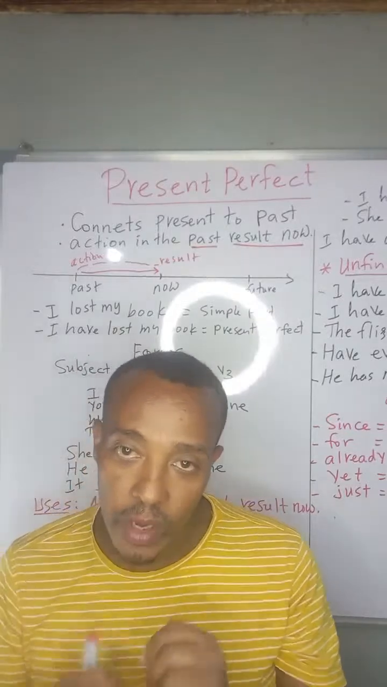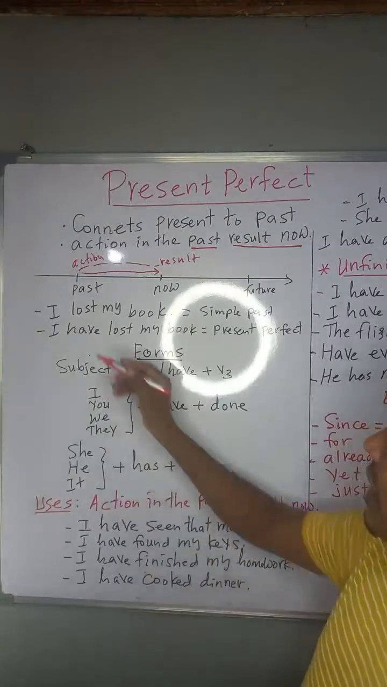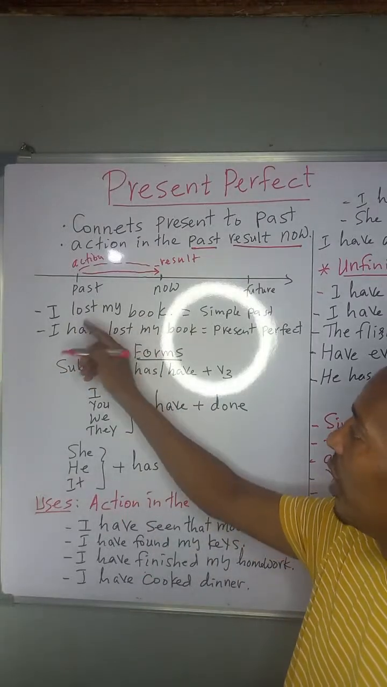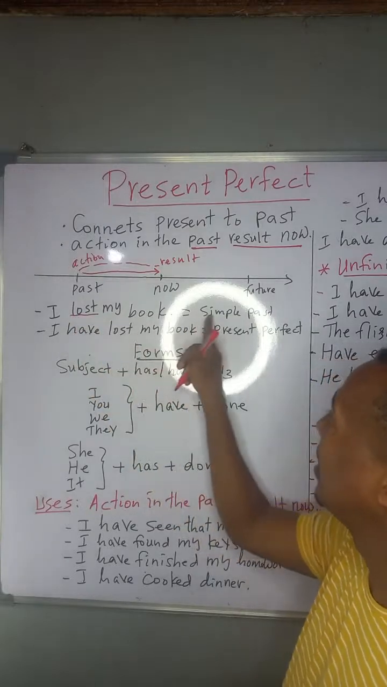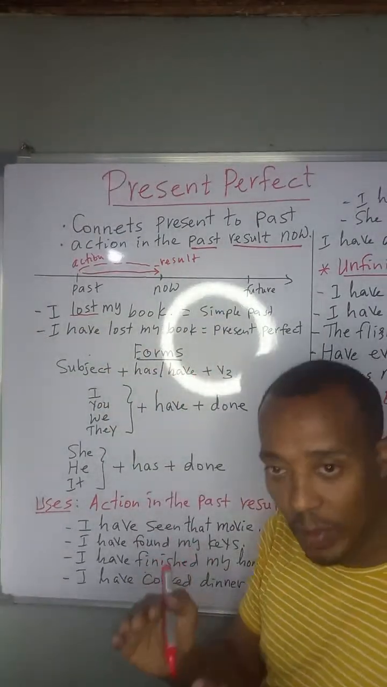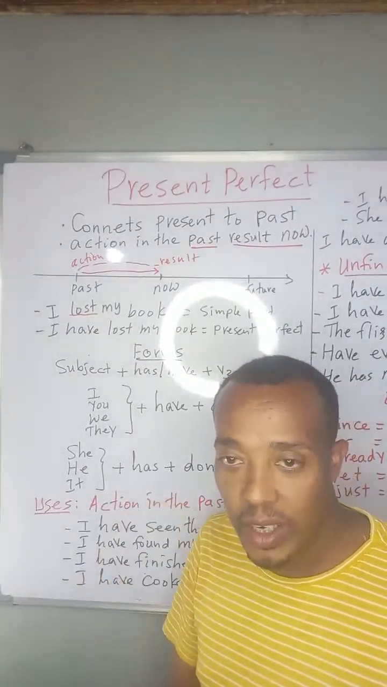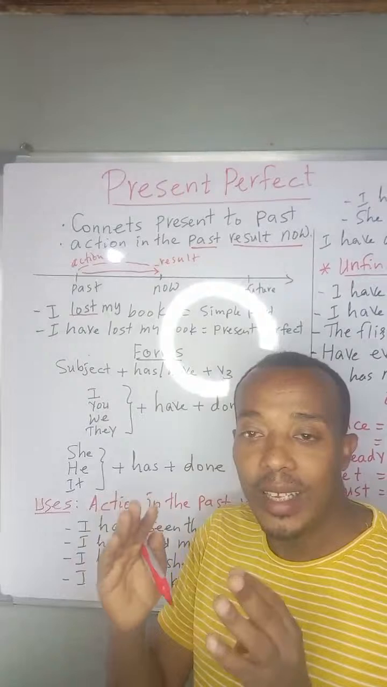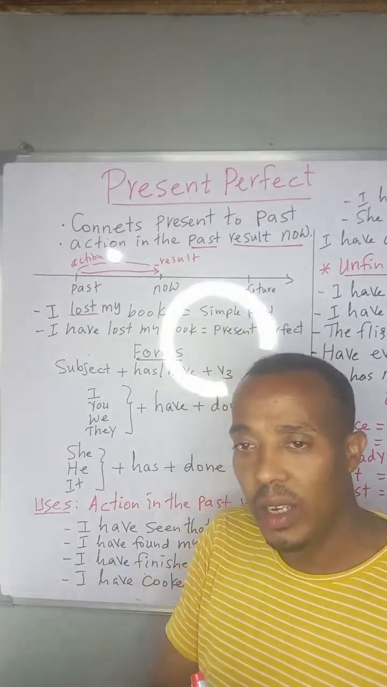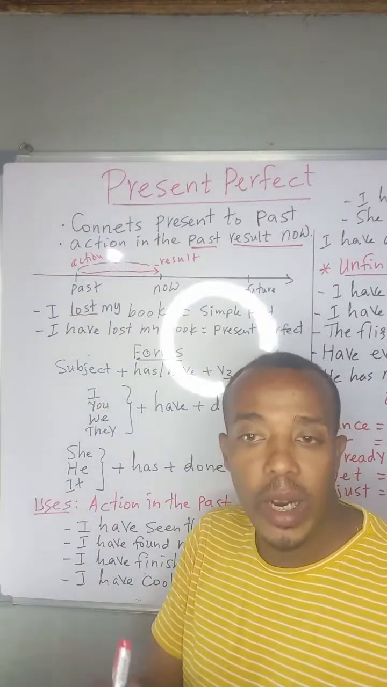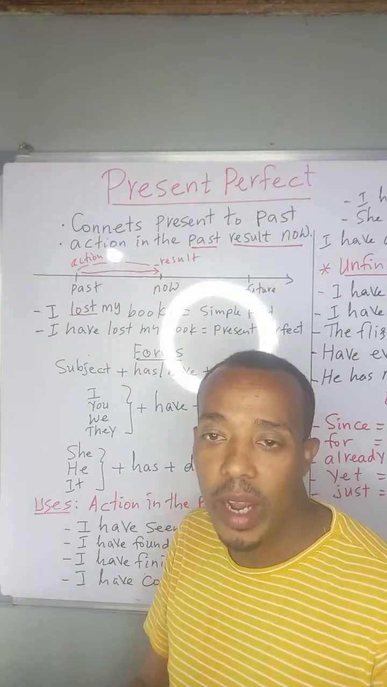This is the third use of present perfect tense. For example, when I say "I lost my book," this is simple past. Simple past is used for a finished, completed action in the past that doesn't have any relationship with the present time. I lost my key, which means we don't know whether I found my key or not. We don't have any information in the present time.